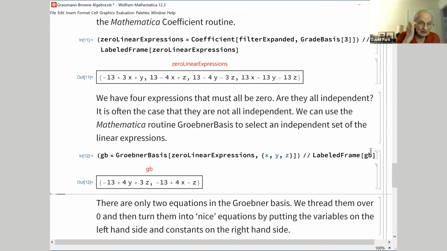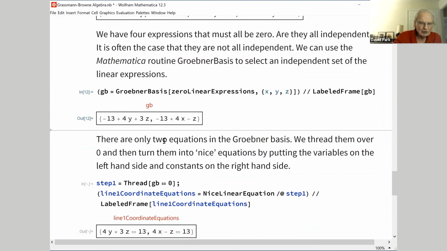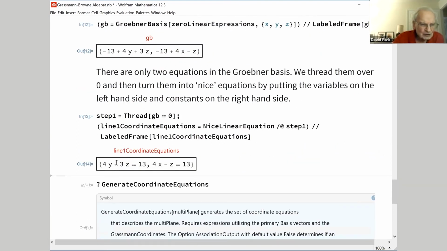And so when we do that, we get just 2 linear expressions. And if those 2 linear expressions are each 0, then all the 4 of the ones before will be 0. So there's only 2 equations. We thread them over 0 and then turn them into nice equations by putting the variables on the left-hand side and constants on the right-hand side. So this is our final answer. These are our equations. 4y plus 3z equals 13, and 4x minus z equals 13 also.